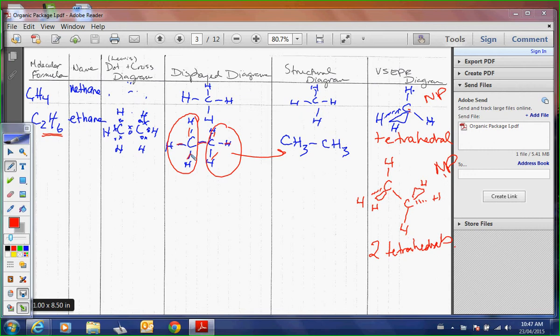So do you have to look at the polarity in it? No, just jump to the nonpolar bit. Unless I've got an oxygen or a chlorine or something crazy. The end. Okay, so the next one then, C3H8. It's called propane.